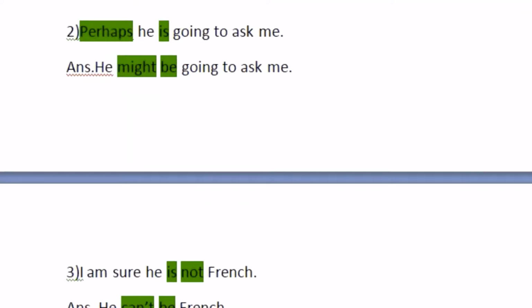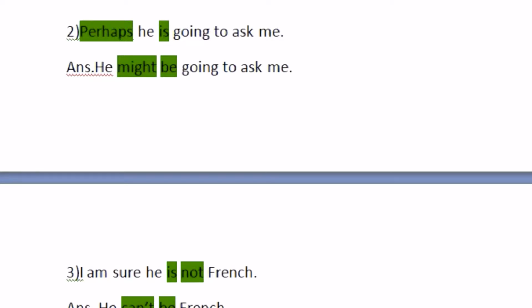Now next question there. I'm sure they stole the money. What we have to write here? Have you done the operation of this sentence there? Without doing operation, you will do nothing. You will not be able to answer the question, my dear. This is very important. I'm sure they stole the money.